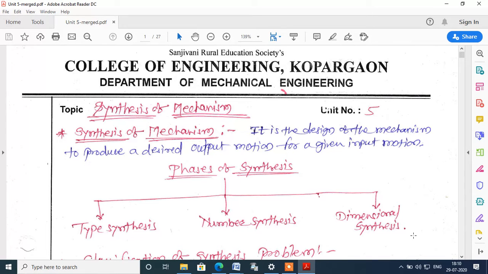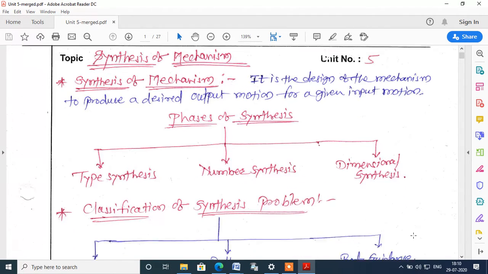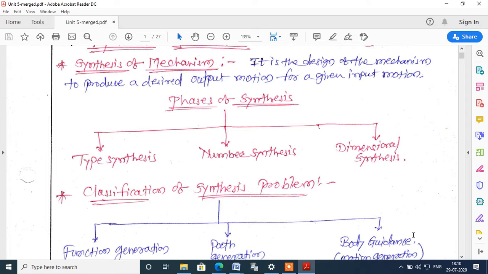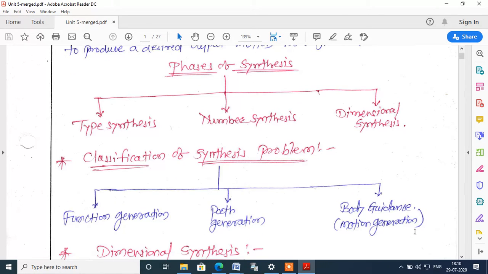Now there are phases of synthesis. Generally, three phases are there. First one is type synthesis, second one is number synthesis, and third one is dimensional synthesis. So we will see what is type synthesis, number synthesis, and dimensional synthesis. Then synthesis problem is classified into three categories. First one is function generation, second one is path generation, and third one is motion generation, or it is known as body guidance.